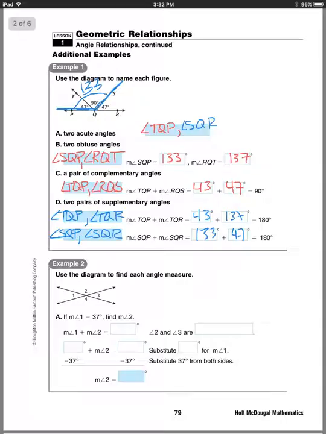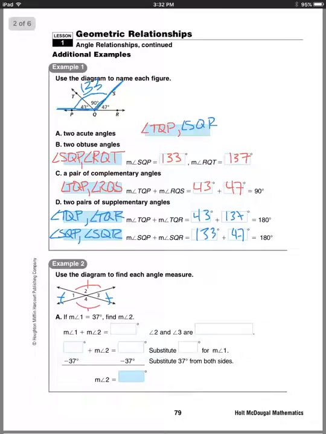Use the diagram to find each angle measure. These are, right here, vertical angles. And vertical angles are a pair of congruent non-adjacent angles formed by two intersecting lines. And when you have those, the opposite angles are equal to each other. Okay, so those are equal, and 2 and 4 are equal to each other. Okay?